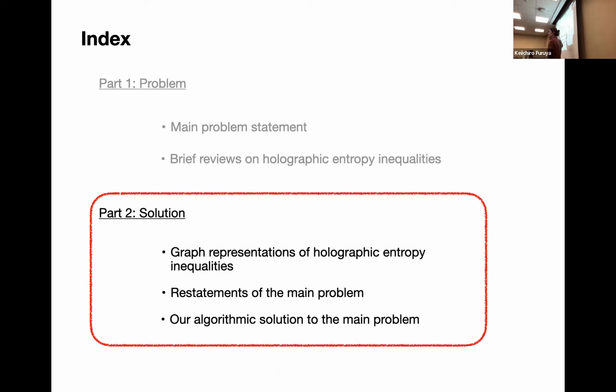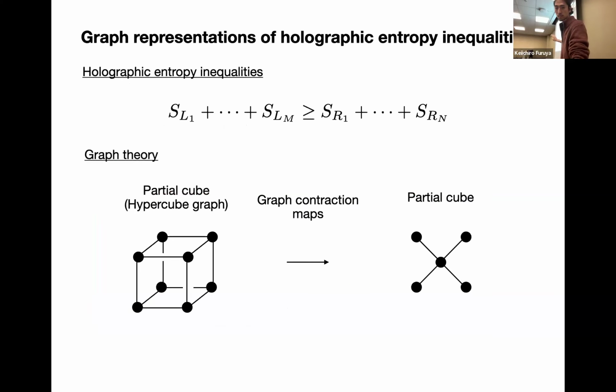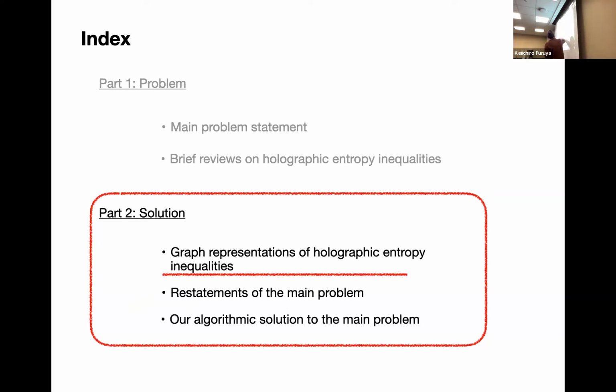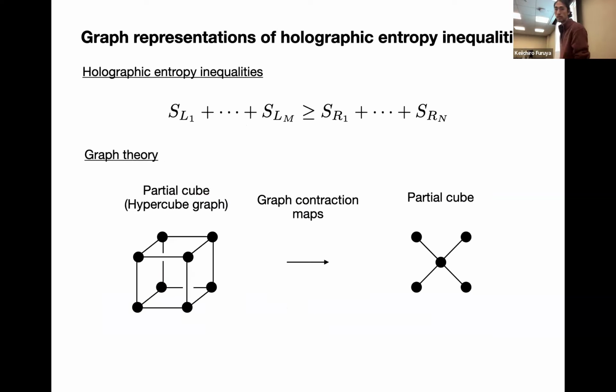So we have the inequalities, and from now on, what we are going to do is reformulate this inequality in the language of graph theory. So I'm going to represent the inequality as a graph. When I say graph, I will show you. Once I did that, I'll restate the problem in graph theory language, and then we'll show you the solution.